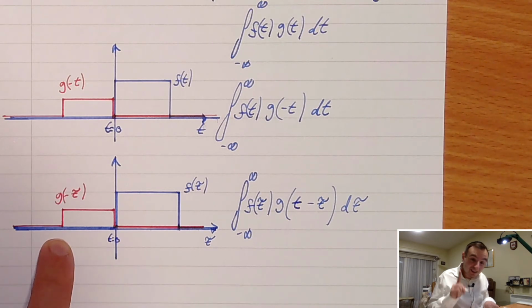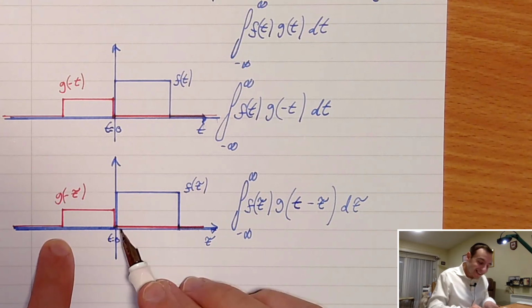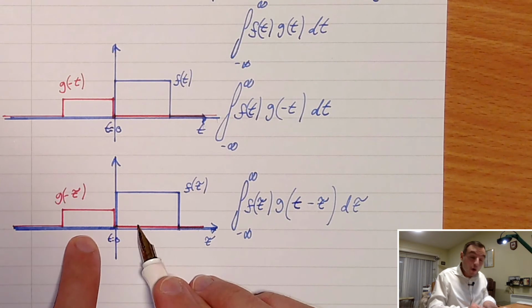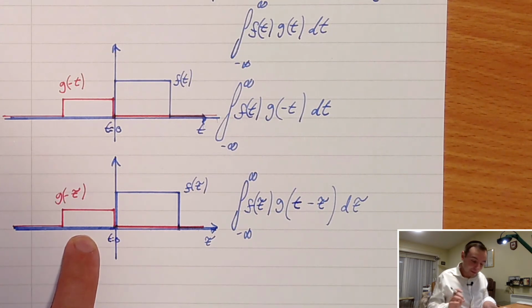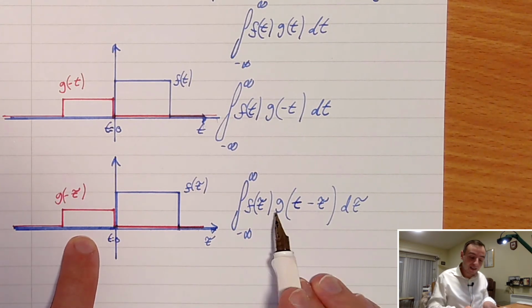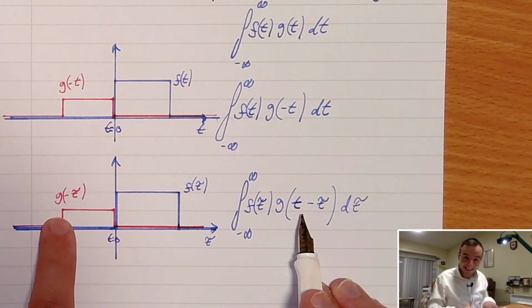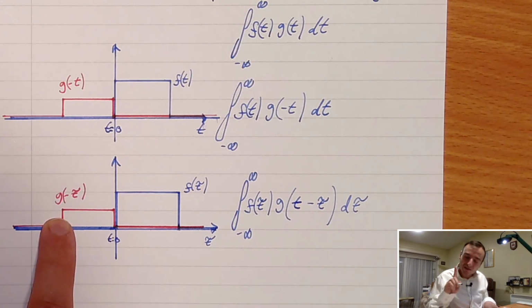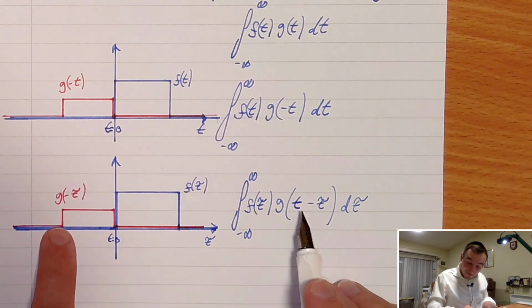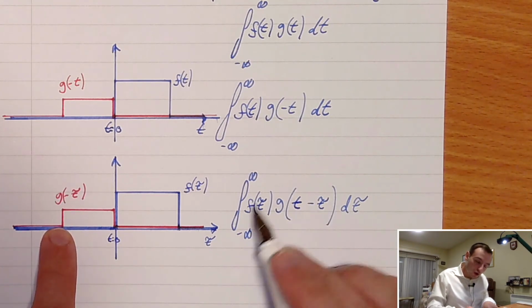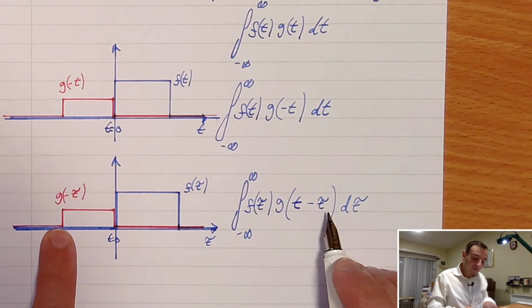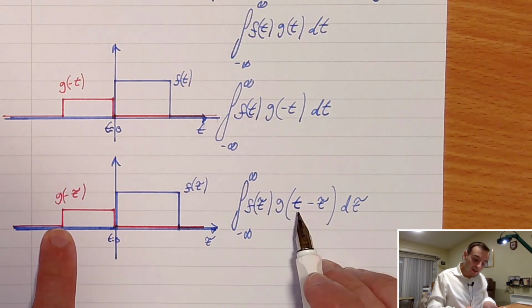As t increases, and this is where the magic happens, as t increases in value, we're going to get the function description of the magnitude of f of tau times g of minus tau for all values of tau. For all values of tau. Why? Because when we perform the integration, we're going to be left with a function that involves t.